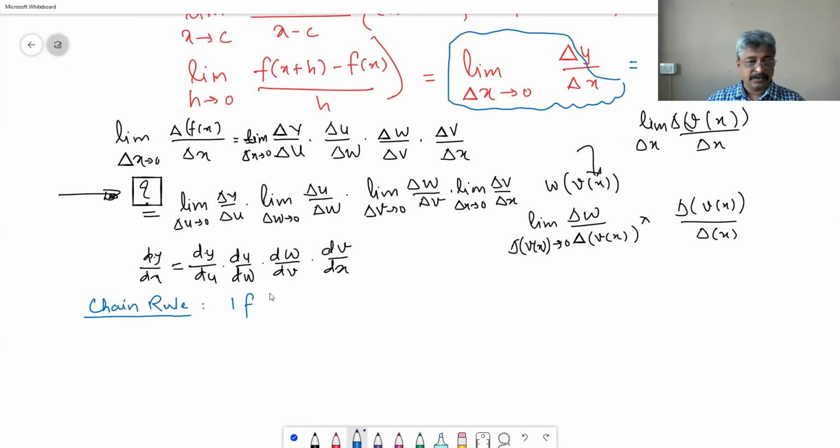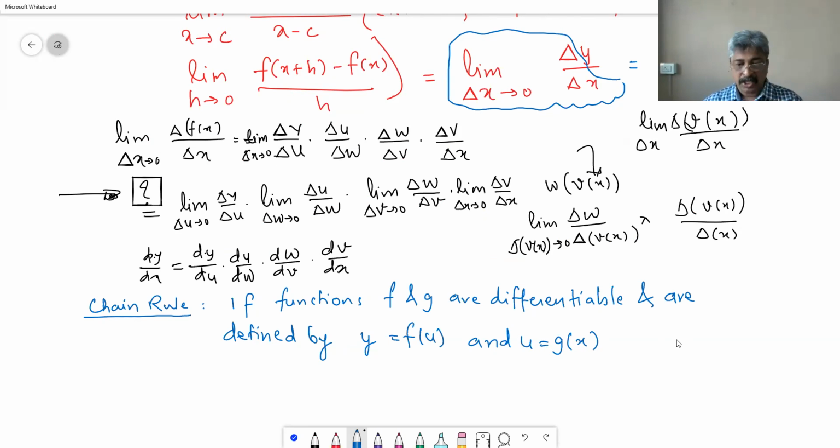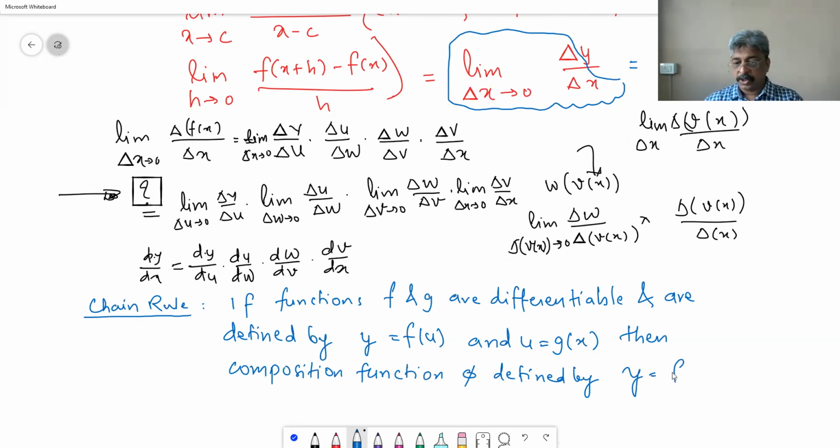If functions f and g are differentiable and are defined by y is equal to f of u and u is equal to g of x, then composition function phi defined by y is equal to f of g of x is differentiable.